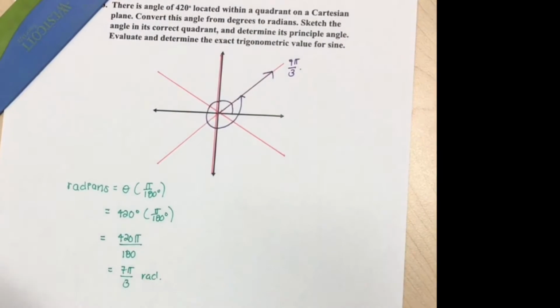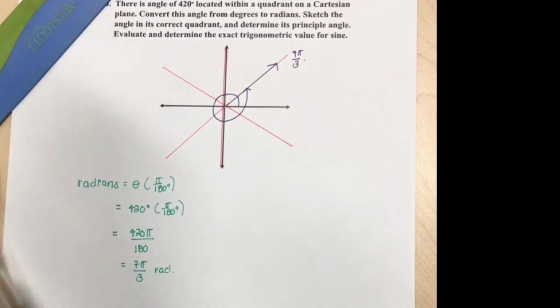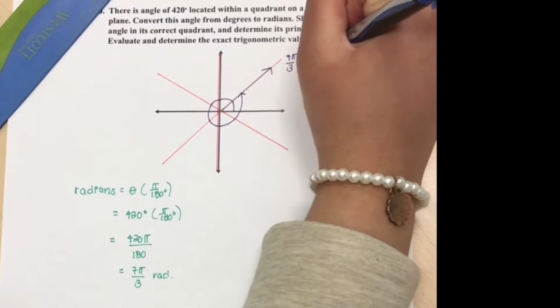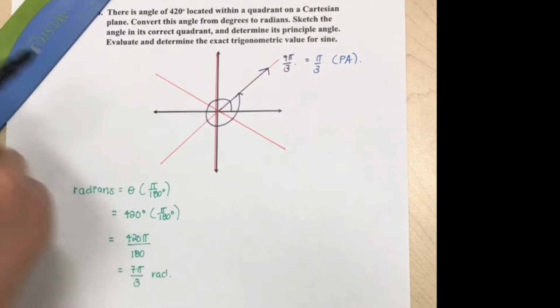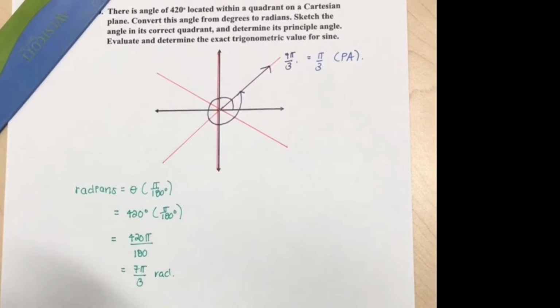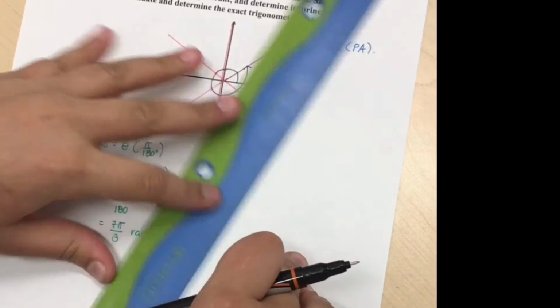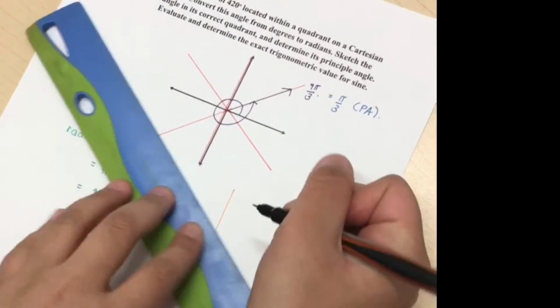It can be observed that pi over 3 is the principal angle as 7 pi over 3 lands on the first marked line. 7 pi over 3 is essentially equal to pi over 3. Pi over 3 is an angle found in one of the 2 special triangles. Applying the special triangles will determine the exact trigonometric value for sine. As a visual aid, feel free to draw the special triangle.